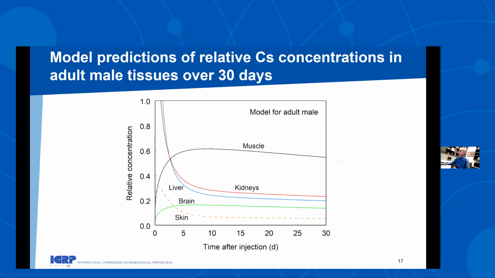This same pattern is seen for laboratory animals, but for other animals that have been studied most, the retention time of cesium in the body is not nearly as high as it is for humans. So the curves fall off very fast for other animals, for the most studied animal species.